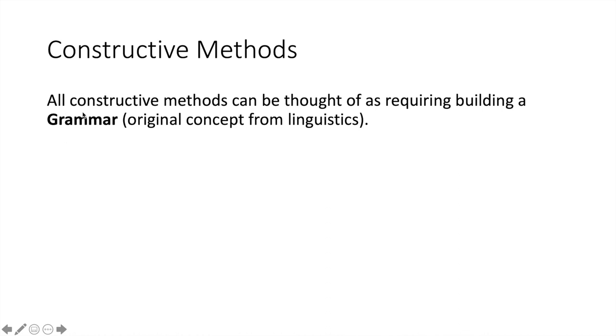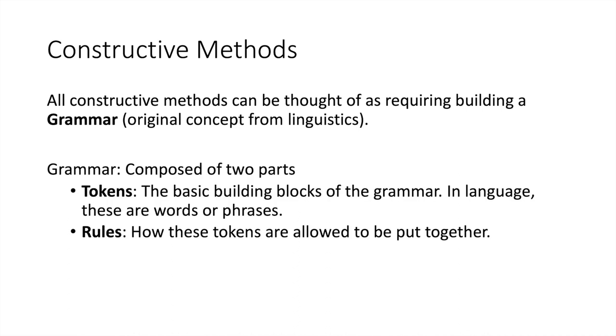The basic rundown is that we can think of all constructive methods as requiring building a grammar. Now, the original concept of a grammar comes from linguistics. You might have heard of it in grade school, for example. A grammar is generally composed of two parts. There are tokens. These are the basic building blocks of the grammar. In language, these are going to be words or phrases. We have particular slots for a sentence, and we fill those with particular tokens. The way that we fill those slots is according to some rules: how these tokens are allowed to be put together. So in a sentence, I can't just string six verbs in a row. There are rules that tell us how we can string particular tokens together.